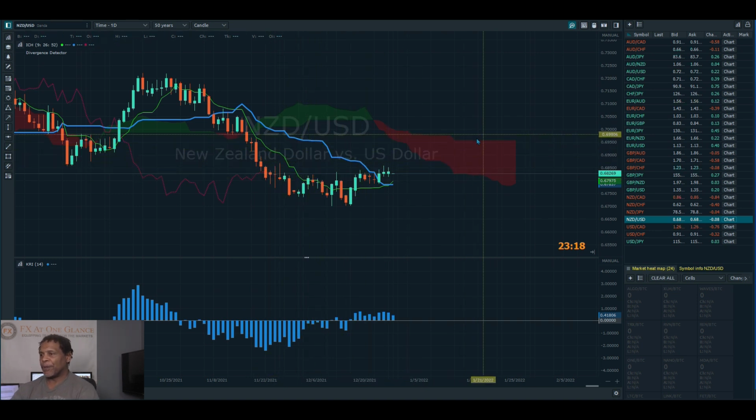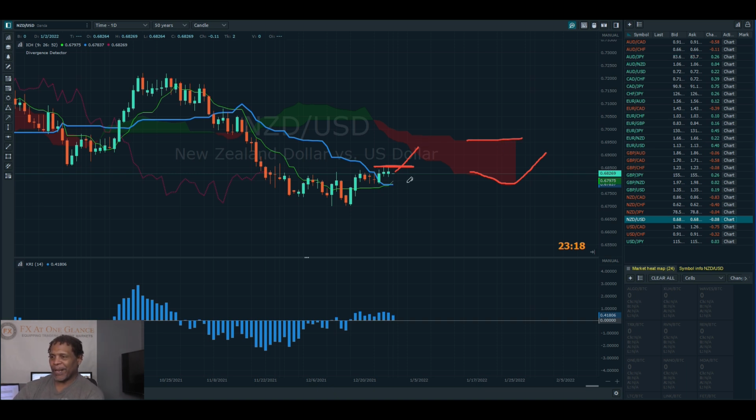You're flat. You got a cloud that's flat and a little bit thick. It's not really doing much. It's trying to roll over here. If it starts to roll over, then we'll start to see the violation of these levels. Then it'll push higher. All right. And that's what I would be looking for. But right now, I don't like anything with it.